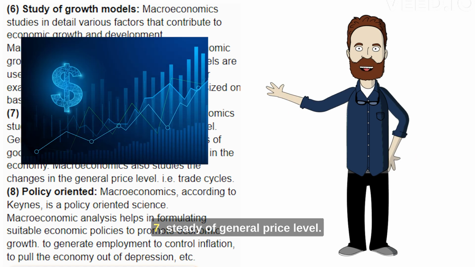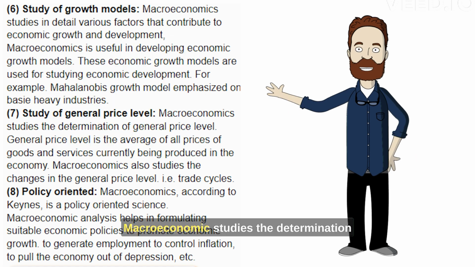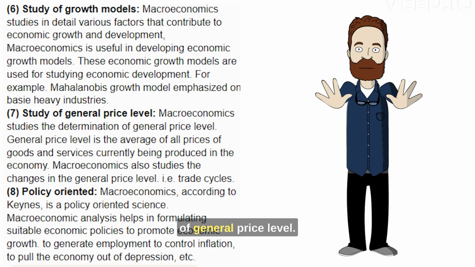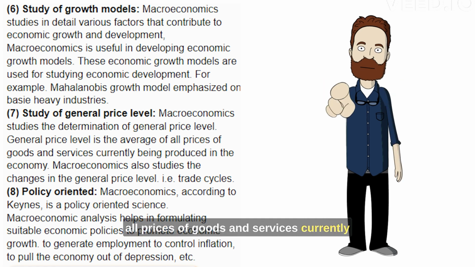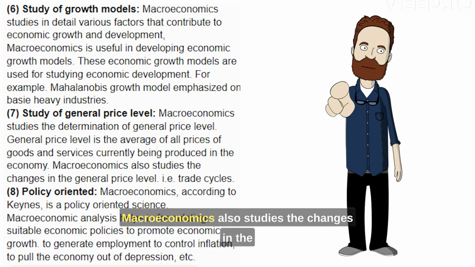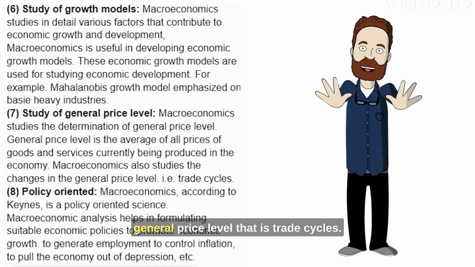7. Study of general price level. Macroeconomics studies the determination of general price level. General price level is the average of all prices of goods and services currently being produced in the economy. Macroeconomics also studies the changes in the general price level, that is, trade cycles.